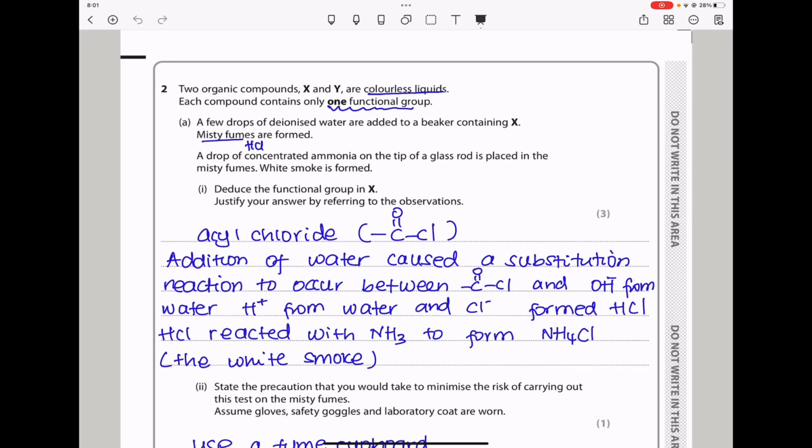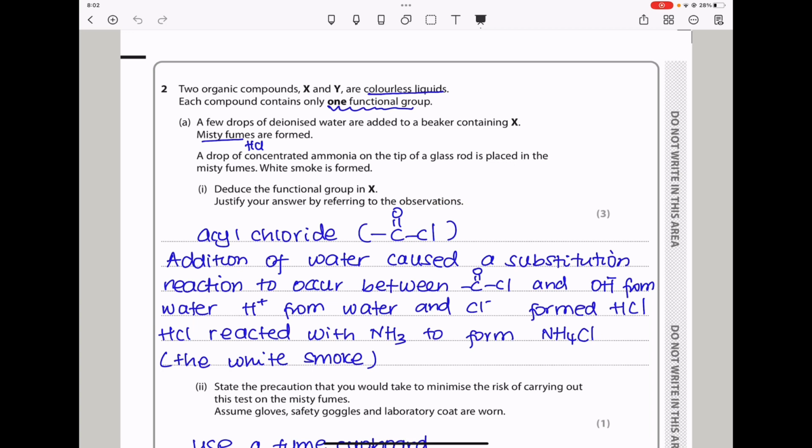In question 2, they say two organic compounds X and Y are colorless liquids. Each compound contains only one functional group. A few drops of deionized water are added to a beaker containing X, and misty fumes are formed. They say a drop of concentrated ammonia on the tip of a glass rod is placed in the misty fumes and white smoke forms.